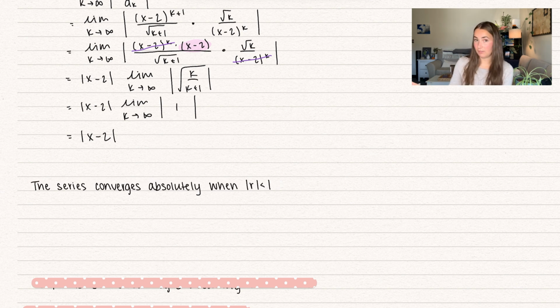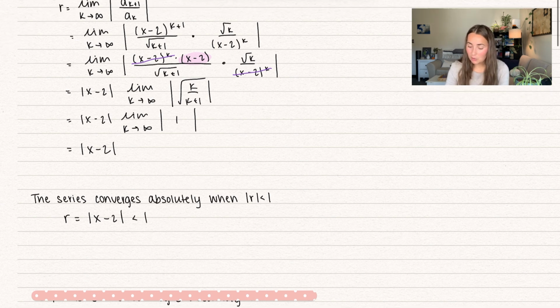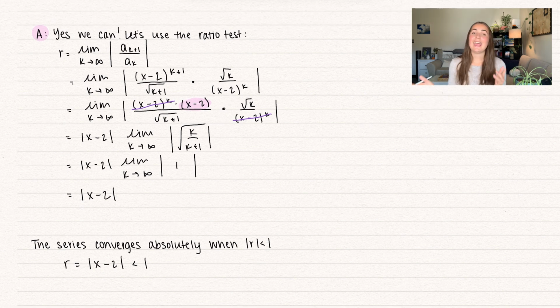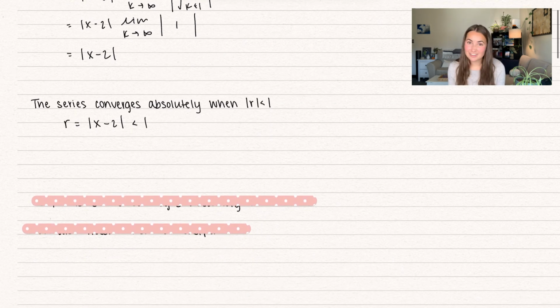Now let's go ahead and think about this in terms of the ratio test. I know that the series will converge absolutely when our r is less than 1. So we found that r in this case is equal to the absolute value of x minus 2, and we want this to be less than 1. Now this is going to help us solve for the x values. So initially when we use the ratio test, it helps us write it as a function of x because we're taking the limit of k. So those values are going to converge or diverge somehow, and we're left with a function of x. Now we're going to take advantage of the fact that we have a function of x, and we want to find all the x values for which this is less than 1.